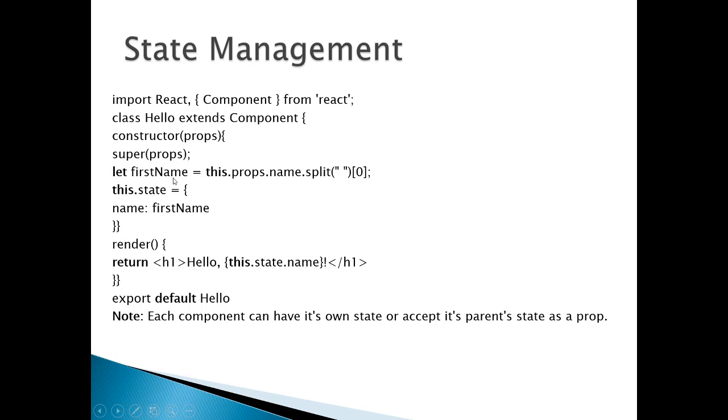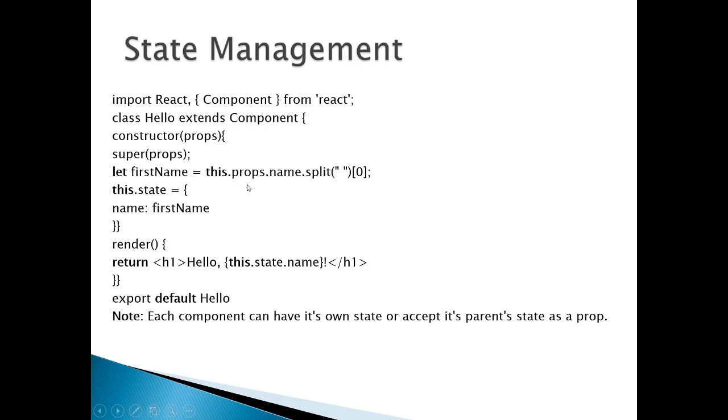Then we have declared a simple variable. It is not a state variable. It is a simple let variable, first name, and we have passed part of the props to this first name. And then this.state, we have declared a state with the name and passed this simple variable into this name. We can also directly pass this props to this name also. So it's up to you.